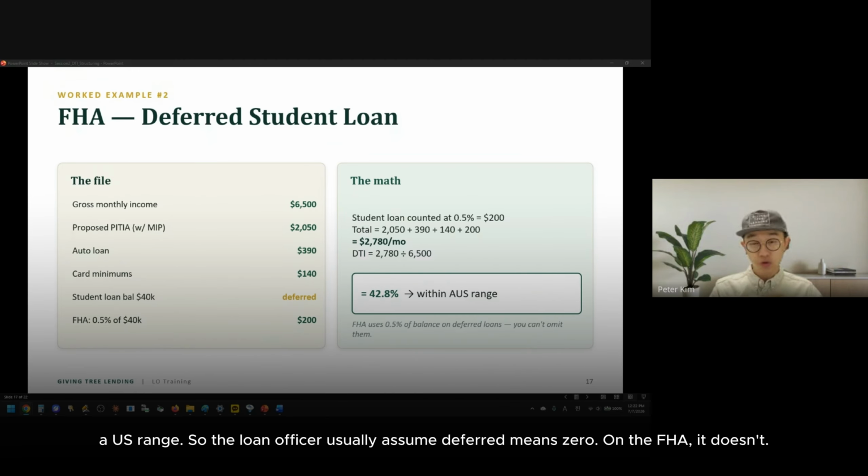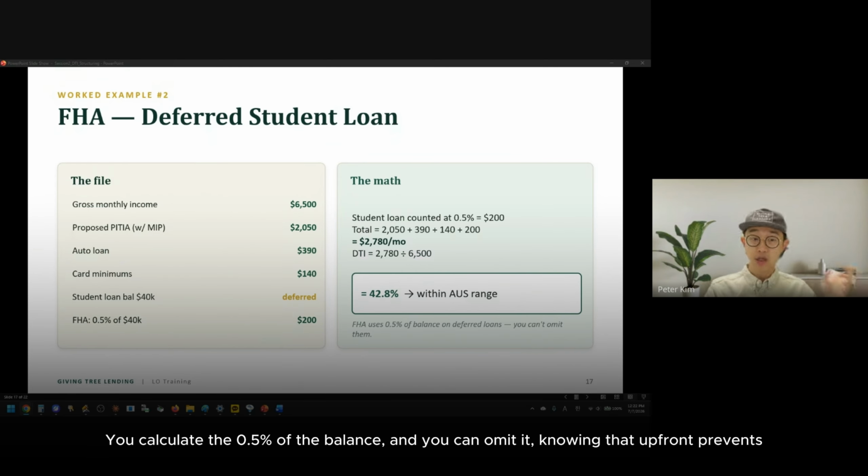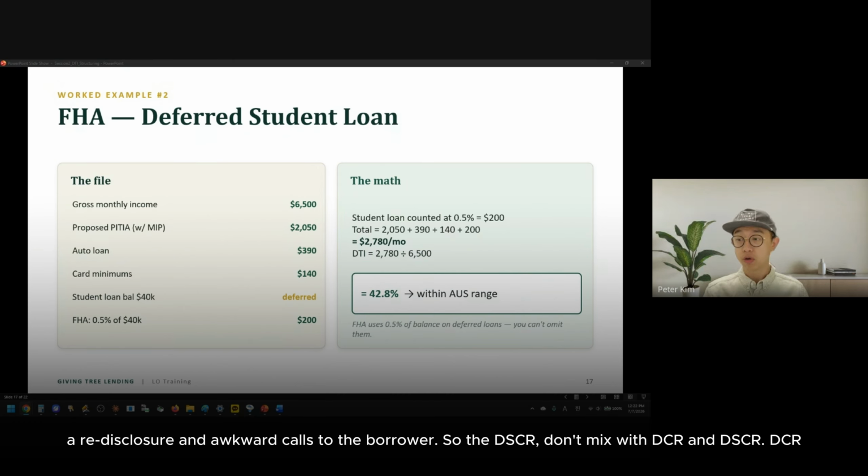The loan officers usually assume deferred means 0. On the FHA, it doesn't. You calculate the 0.5% of the balance and you can't omit it. Knowing that upfront prevents a redisclosure and awkward calls to the borrower.